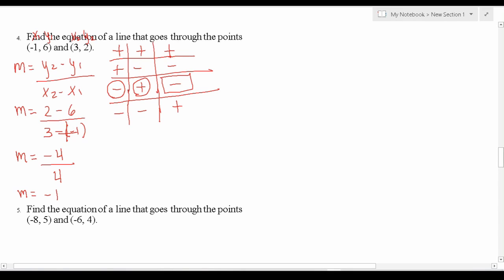Now that we've found the slope for the equation of this line, the next step, if you recall, is to plug the slope as well as one of these ordered pairs into the point slope equation, which looks like this: y minus y1 equals m times x minus x1. So let's go ahead and do that.